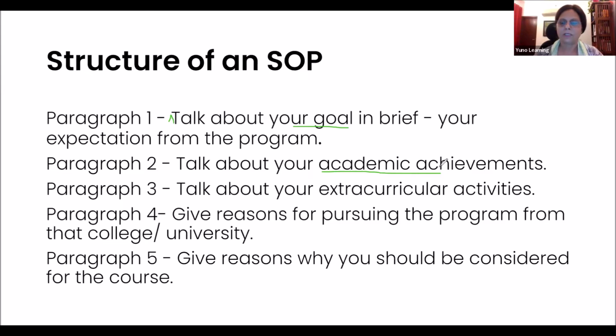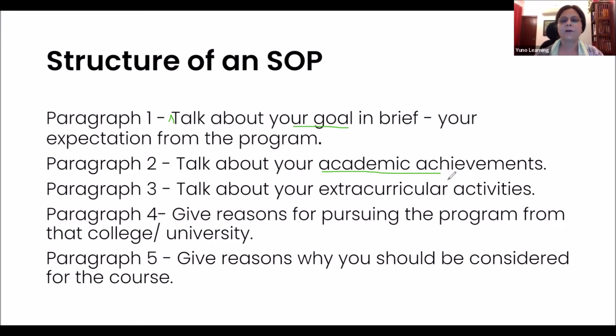So if you were an achiever, write down about it. Don't mention that I got 80% marks or 90% marks in so-and-so class. Don't mention that. All those things are mentioned in your resume. Don't mention that. All right, now let's move on to the next paragraph. Remember, we are just giving an outline to the whole structure.